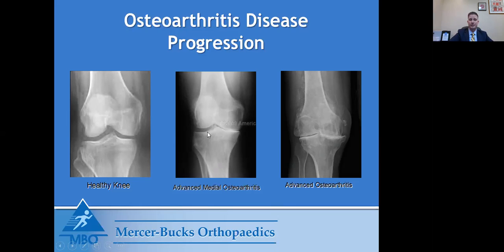As we start to progress and have more advanced disease, if you look at the outside part of the knee, this looks pretty normal. When you look at the inside, there's almost no space between the femur and the tibia, indicating near complete loss of cartilage. If we look at the knee X-ray on the right side of the screen, there's almost no space on the outside portion of the knee. The space is completely closed down on the inner portion of the knee. This is severe arthritis that encompasses all major aspects of the knee.